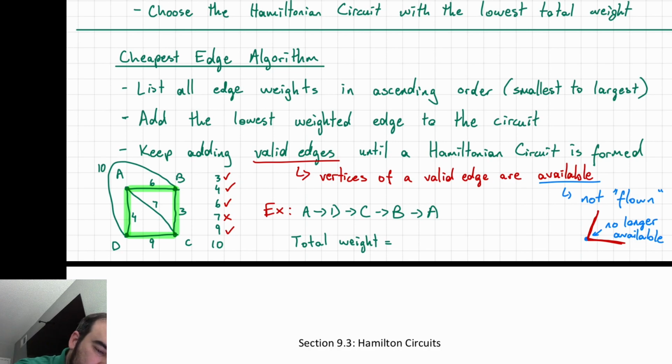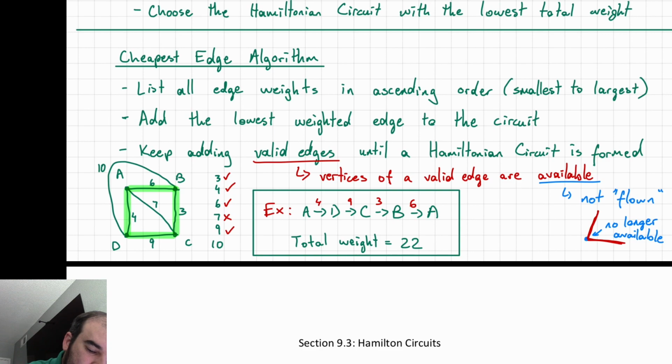In this case, if we go from A to D, that's the 4, and then the 9, and then the 3, and then the 6, which gives us a total weight of 22. So this also gives us the cheapest Hamiltonian circuit in this graph.